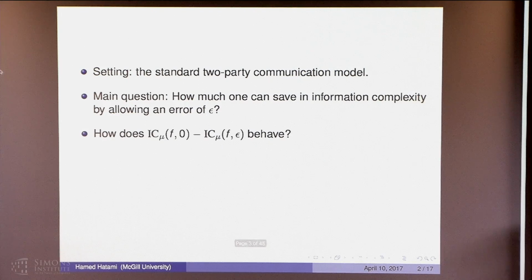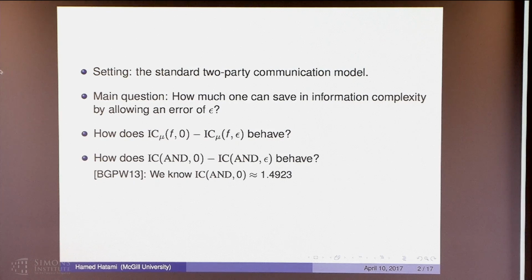In particular, if you're familiar with this notation, I'm interested in the asymptotics of this difference, the zero error versus the epsilon error, when there's an underlying distribution mu. A more concrete example would be the AND function, just the 2-bit AND function. You have two players. One has one bit, the other one has another bit. They want to see what is the AND of those. In one case, they don't want to make any mistakes. In the other case, with probability epsilon, they're allowed to make a mistake. And we're interested in the behavior of this with respect to epsilon.